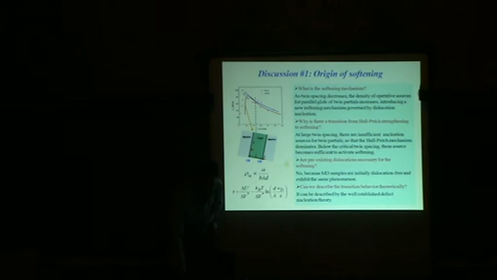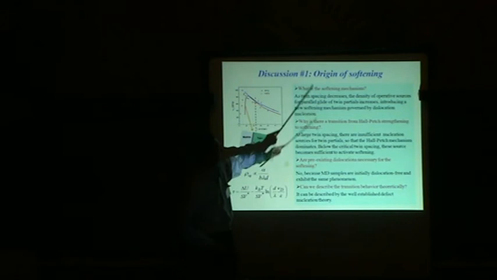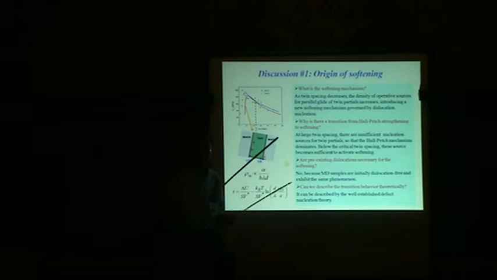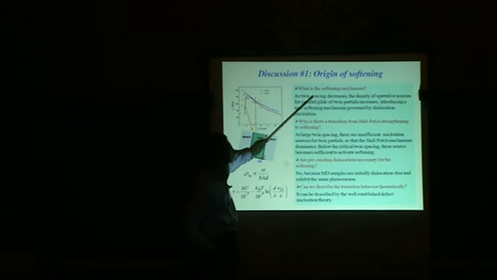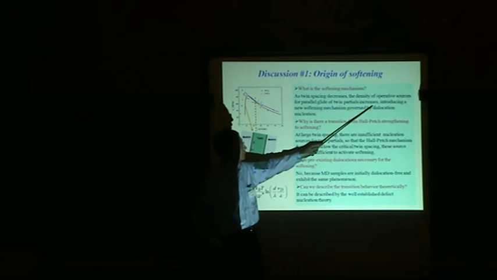This is very expensive. Now I have some discussions before I conclude my talk. What is the softening mechanism? It's not diffusion, because we exclude that by comparing with nanocrystalline and nanograined material. If the high-energy grain boundary does not creep, we don't believe the coherent twin boundary will creep. So our interpretation is the following. As twin spacing decreases, the density of dislocation sources for twinning partials increases. This introduces a new softening mechanism. It's completely source dominated.